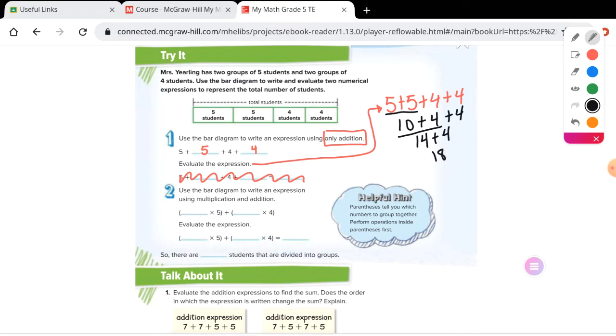Okay, number 2 says use the bar diagram to write an expression using multiplication and addition. And remember, when we're changing addition into multiplication, what am I looking for? Cam, what am I looking for when I'm changing addition problems into multiplication problems? Nope, there won't be parentheses. I'm going to have to put those parentheses in a second. How do I know what I can change into?